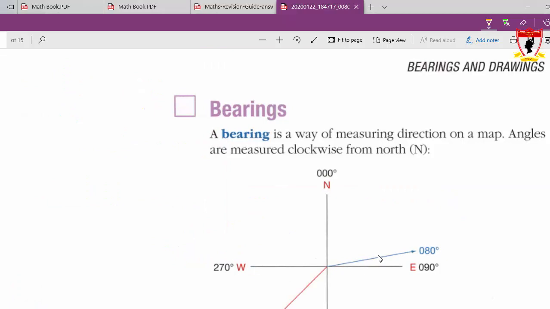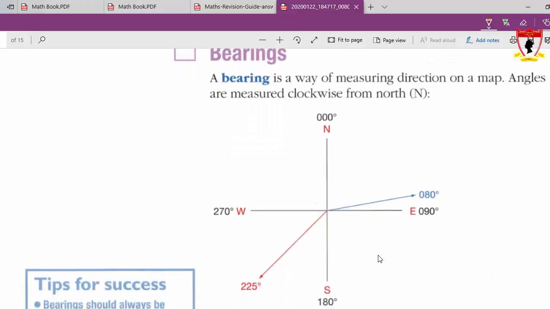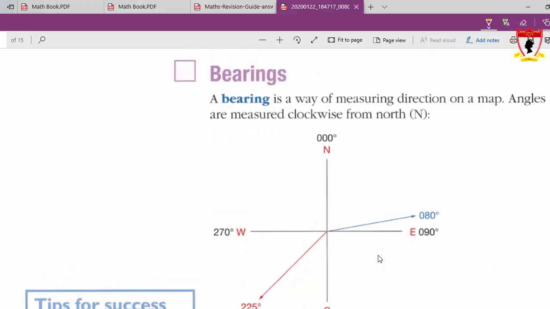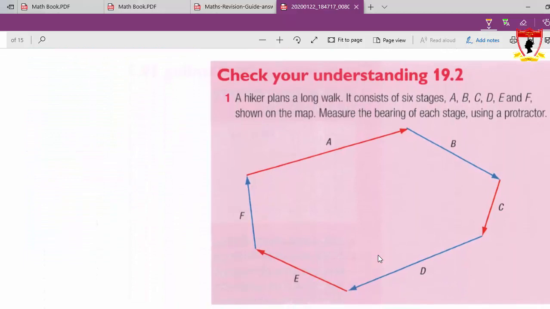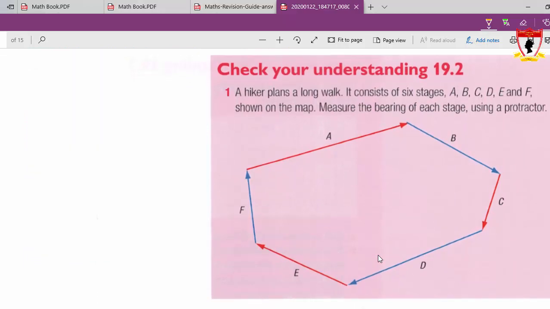Now, bearings. Bearing is an angle and it is always clockwise. This is a good working example here. A hiker plans a long walk. It consists of 6 stages, A, B, C, D, E, and F, shown on the map. Measure the bearing of each stage using a protractor.